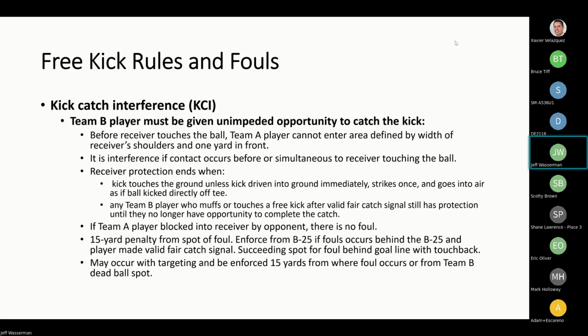On the other hand, if targeting occurred, they get the dead ball spot plus 15 yards. So it's important to distinguish that. Plus, the player will get disqualified, but they get the 15 yards added to the dead ball spot as an option if it ended up downfield.